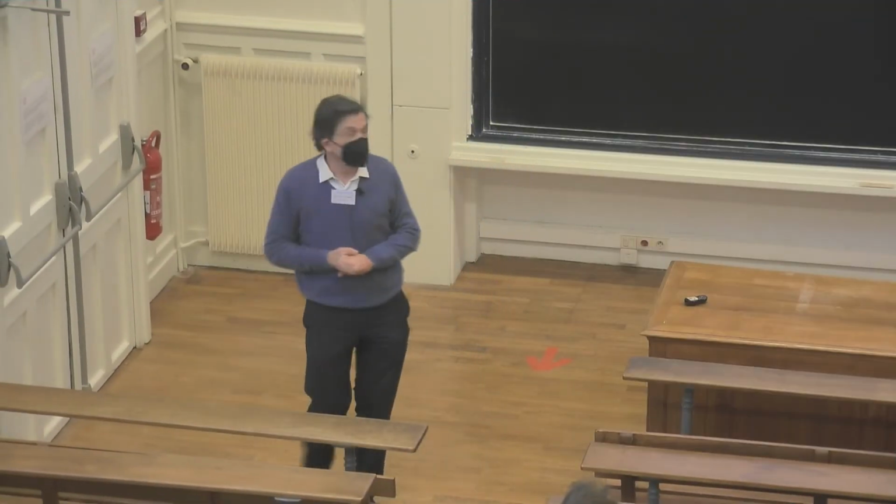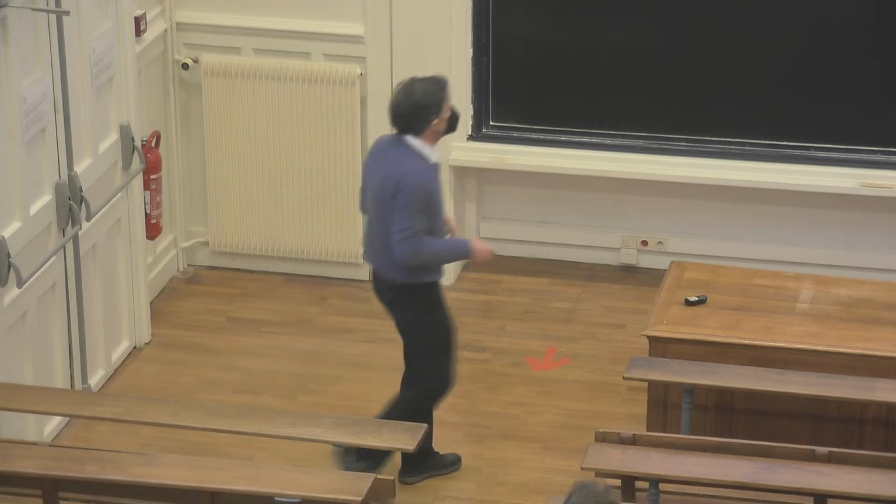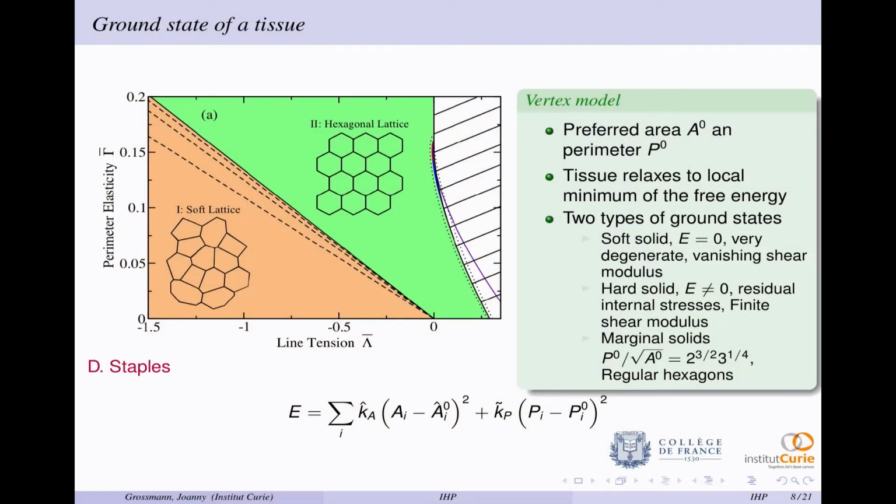A simple way to implement that is to write an energy. So the energy that everybody uses is that each cell has a preferred area. And I will consider that all the cells are identical here. So there is a modulus that brings the cell back to its preferred area. And each cell has a preferred perimeter. And there is a modulus that brings back the cell to its preferred perimeter. The simple thing that you can study is a ground state of the vertex model, which means a state of lowest energy.